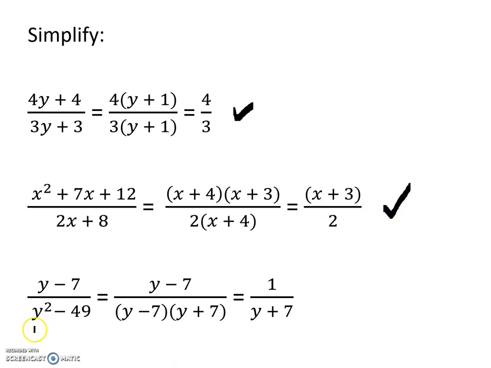The next example, in the denominator, we have y squared minus 49, which factors into y minus 7 times y plus 7. We cancel our y minus 7's out, and remember, when we do that, it is 1. So 1 for our numerator, and 1 times y plus 7, which is simply y plus 7. So the answer is 1 divided by y plus 7.